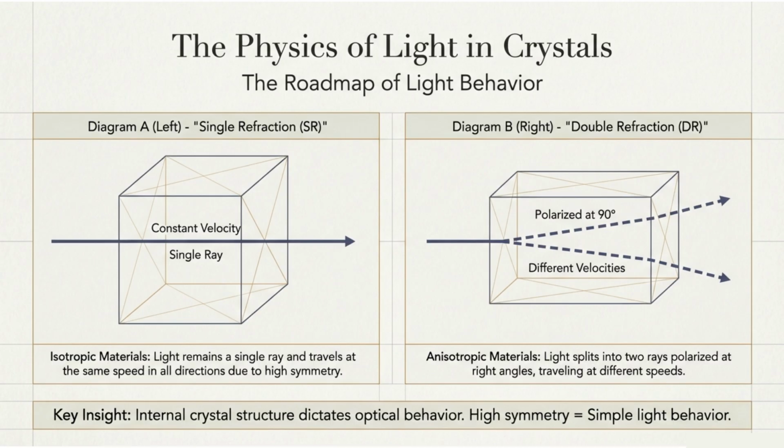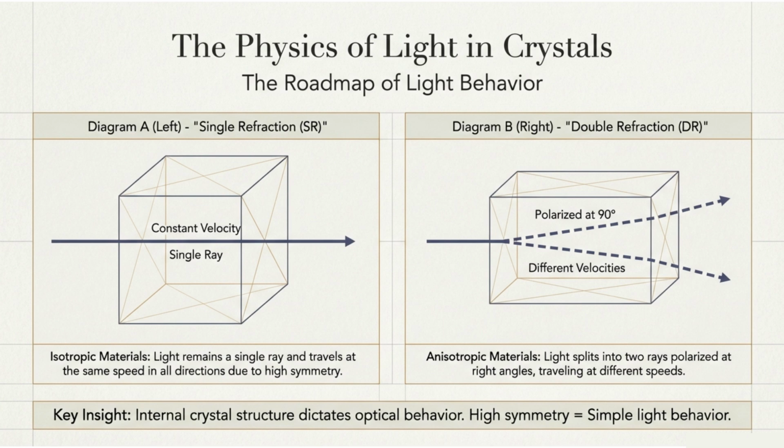Let's start with the roadmap of light behavior in crystals. When light enters a gemstone, one of two big things can happen. It stays as a single ray, traveling at the same speed in all directions. Or it splits into two rays, each vibrating at right angles and traveling at different speeds. We call the first case isotropic, single refraction. The second case, anisotropic, double refraction.